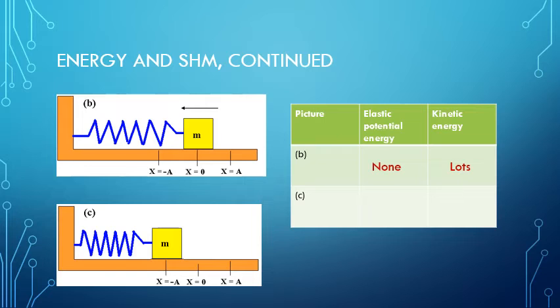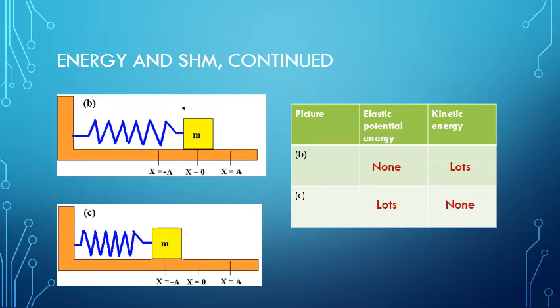Now let's focus down on the bottom left at point C. When it's all the way over on the left-hand side, it's compressed that spring pretty good. So it should have lots of elastic potential energy. And it's not moving, it's turning around. So it's going to have no kinetic energy. So we can see what kinds of energy it has.